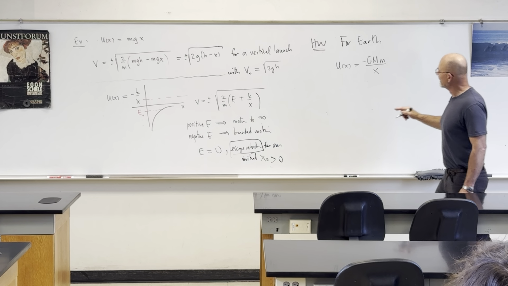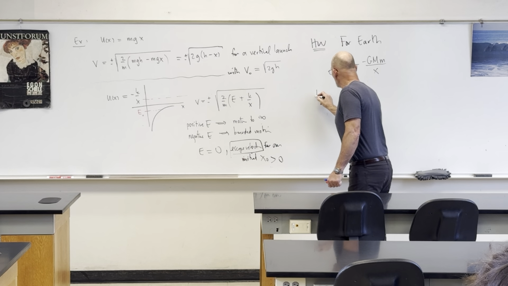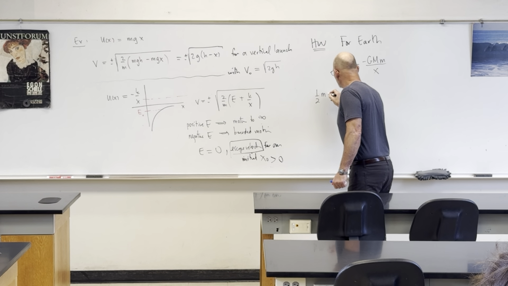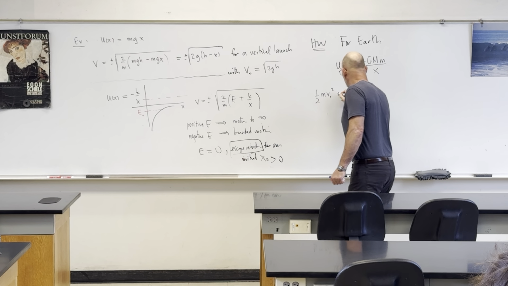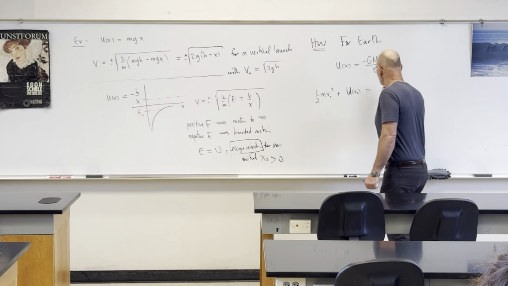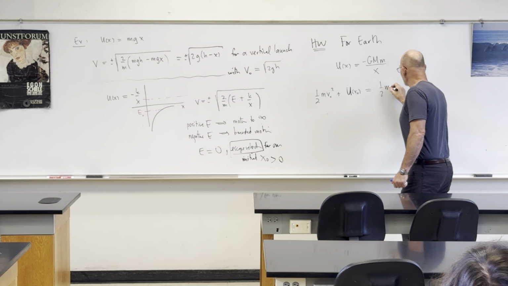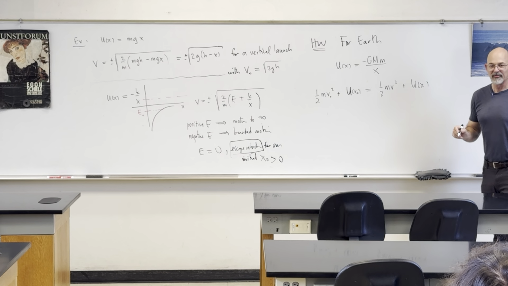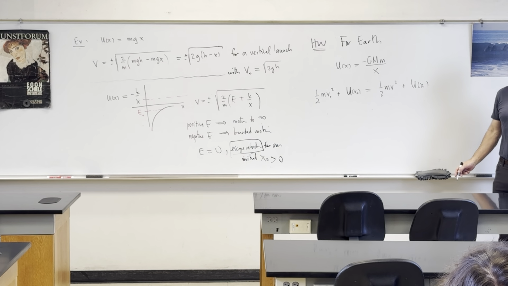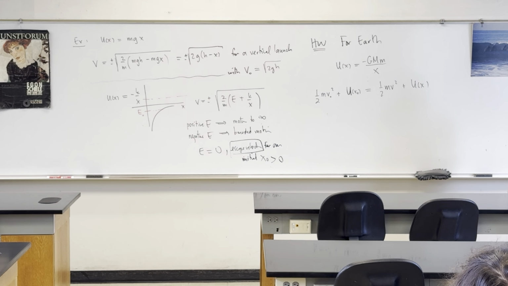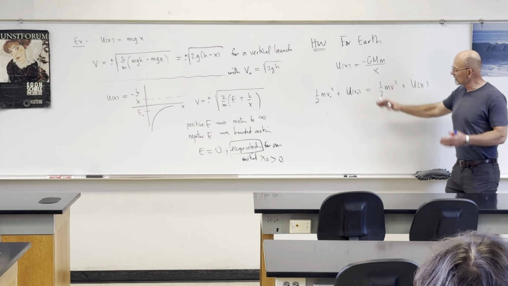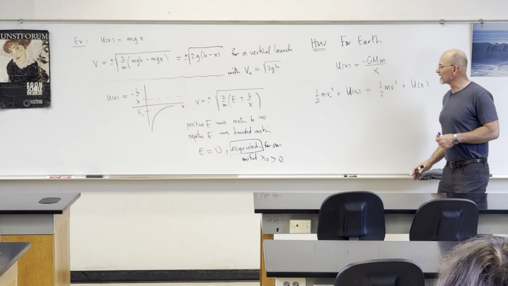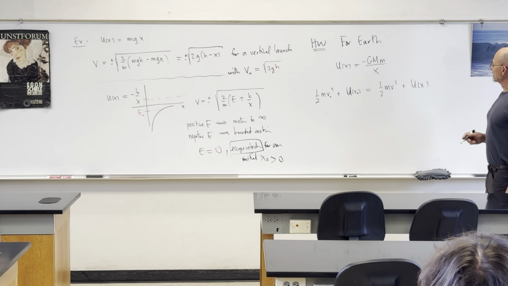And we have 1/2 m v naught squared plus U of x naught equals 1/2 m v squared plus U of some other x. Right? That's conservation of energy. By the way, it's always a good way to set up conservation of energy. Just really explicitly take it step by step, okay? Until you get the hang of it.